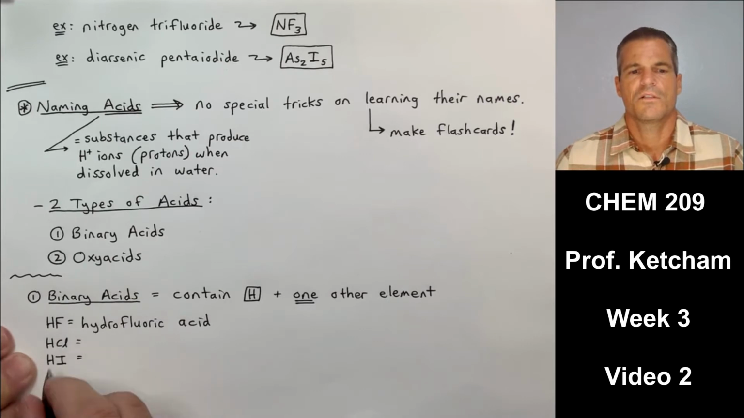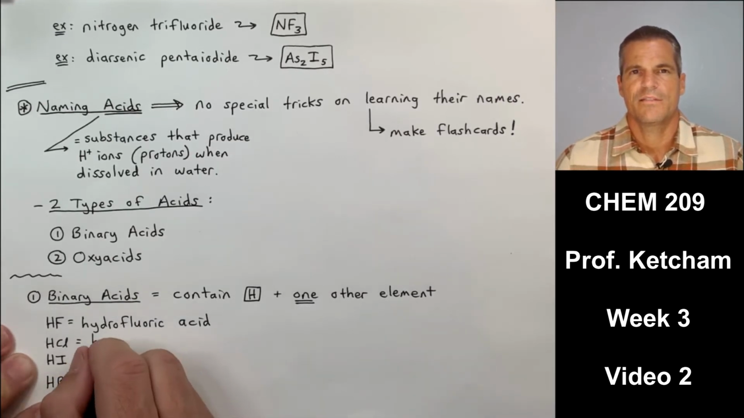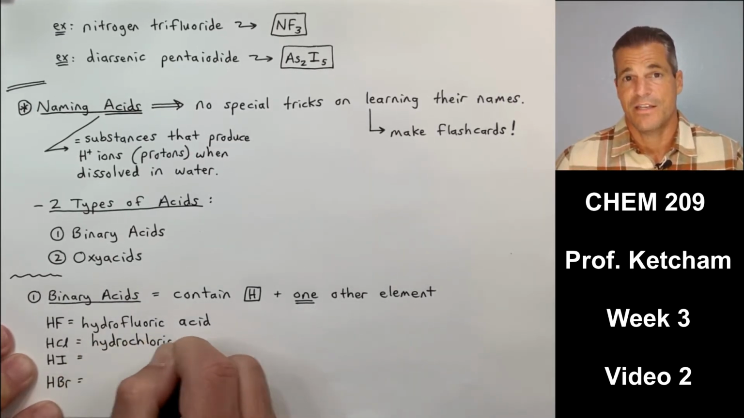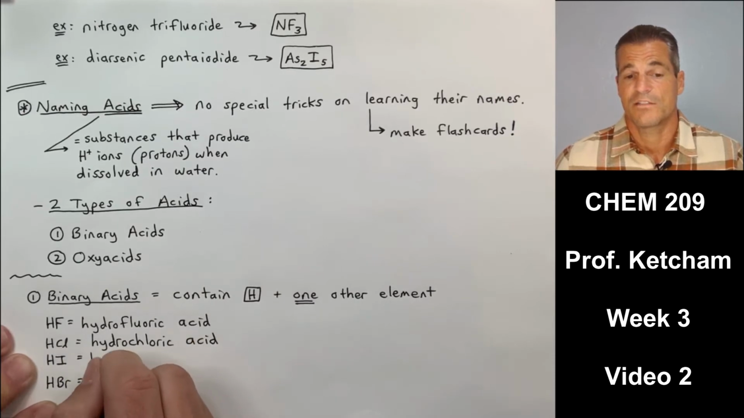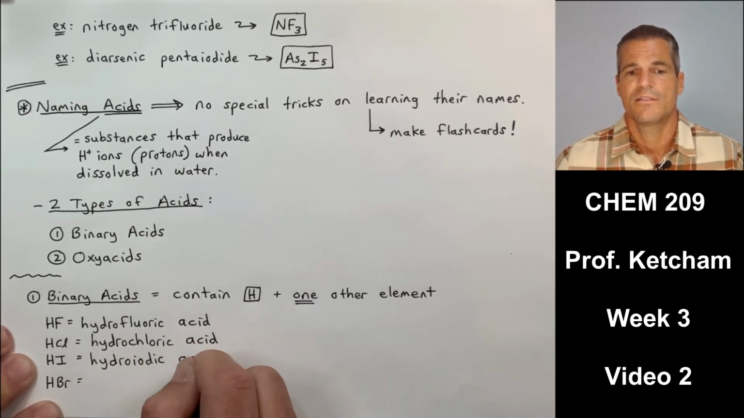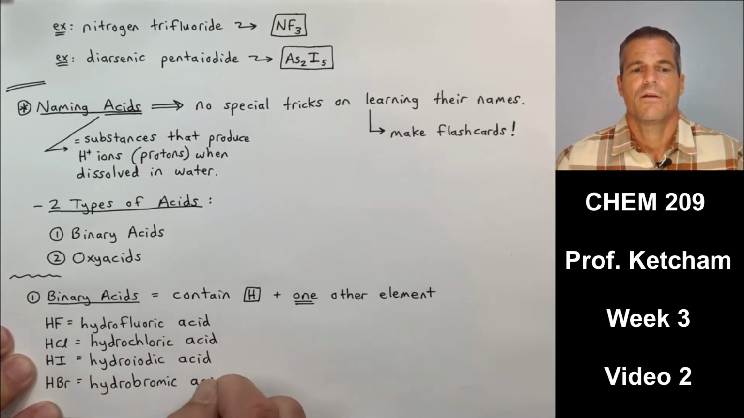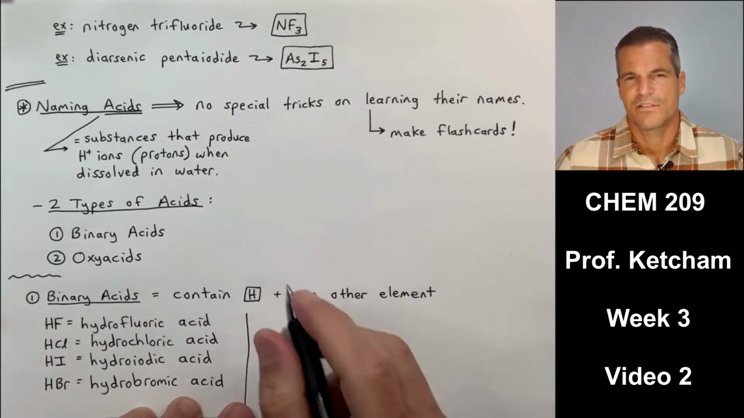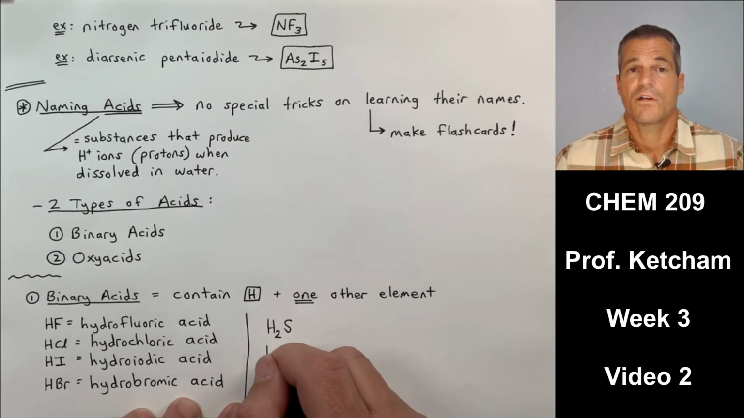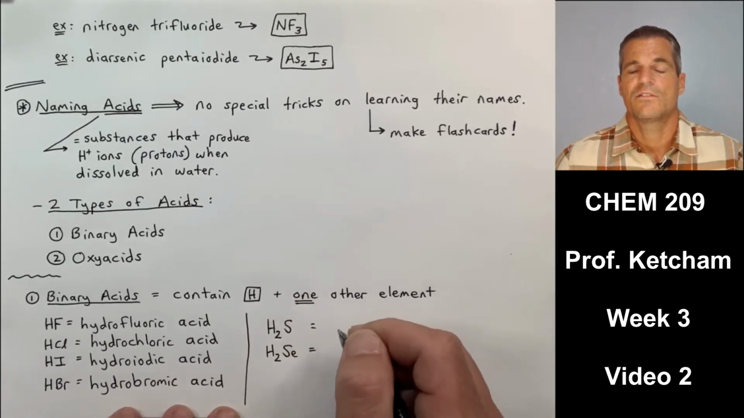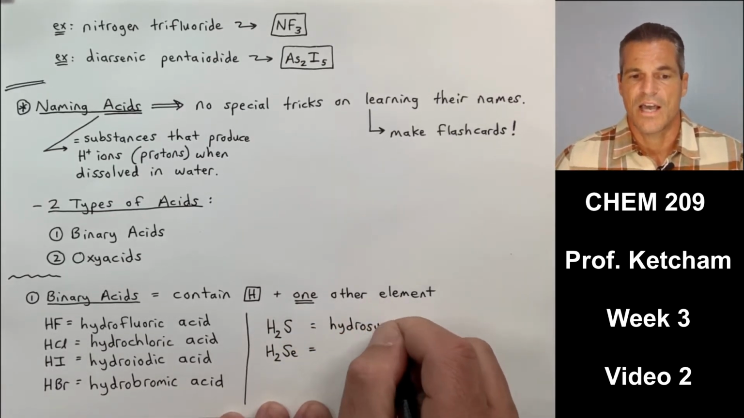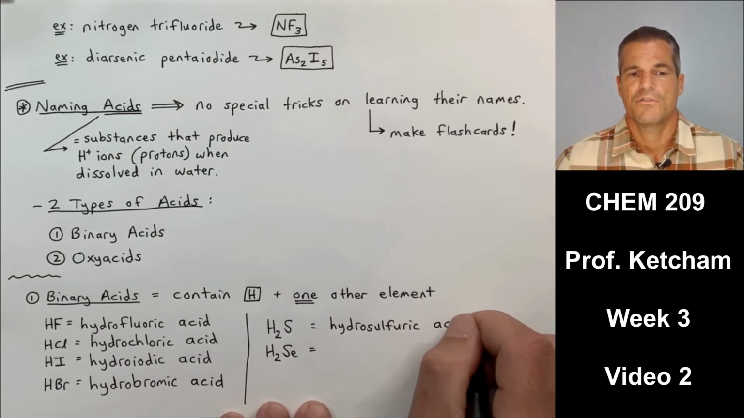Let's take a closer look at number 1, binary acids. Binary acids contain hydrogen, of course. In fact, it starts with the letter H, like all acids, plus 1 other element. Here are the examples. There's like 6 or 7 of them, I believe. They all start with hydro. Binary acids start with the phrase hydro. HF, hydrofluoric acid.